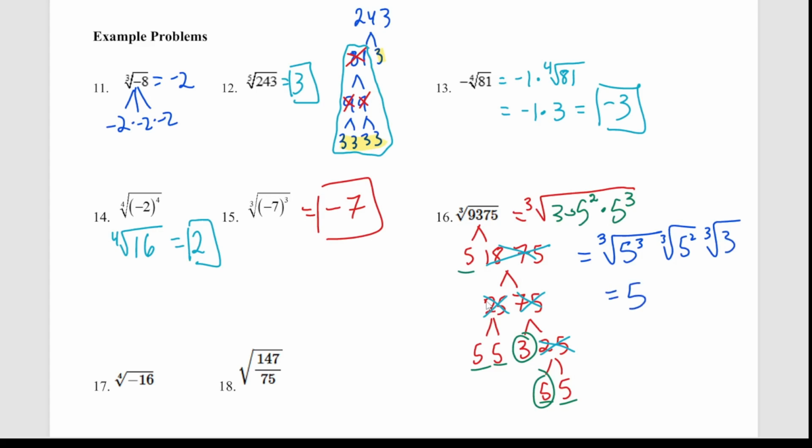5 cubed is 125. The cube root of 125 is 5, because 5 times itself 3 times gives us 125. For the remaining part, cube root of 5 squared is not going to simplify. Cube root of 3 is not going to simplify, so I'm just going to go ahead and multiply 5 squared times 3 to give us the cube root of 75 is what's left underneath that cube root there.